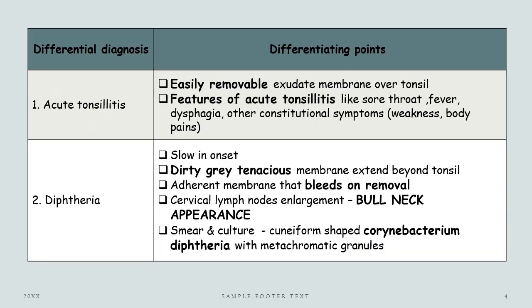So all the previously mentioned conditions will present with a membrane over tonsil, but it is these differentiating points which help us come to a final diagnosis. So in acute tonsillitis, we have an easily removable membrane. In addition to that, we have typical features of acute tonsillitis like sore throat, dysphagia, and fever. Coming to diphtheria, we can see a dirty grey tenacious membrane which bleeds on removal. In addition to that, there is cervical lymphadenopathy giving a bull neck appearance. On top of that, if we do smear and culture, obviously we'll see Corynebacterium diphtheriae.